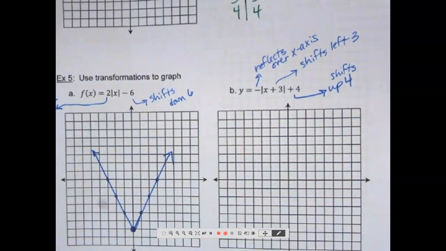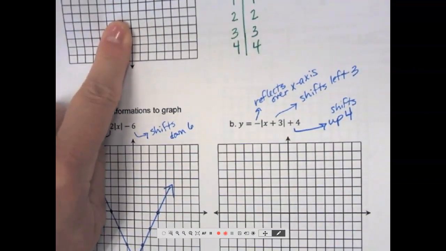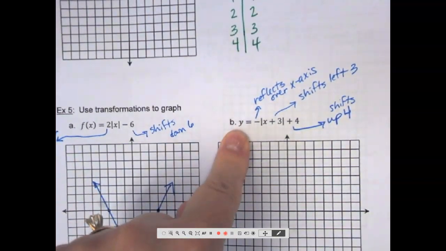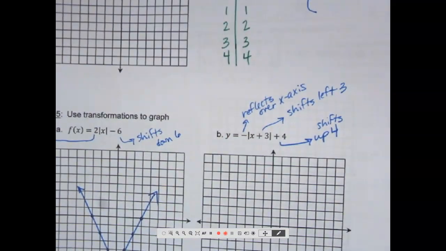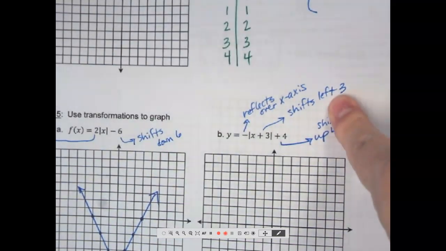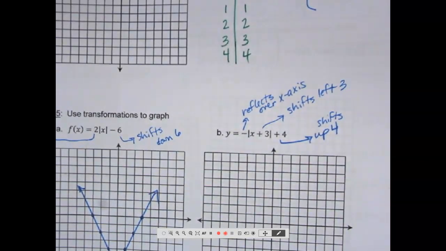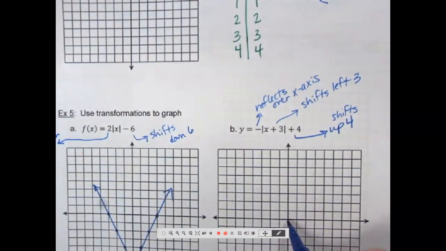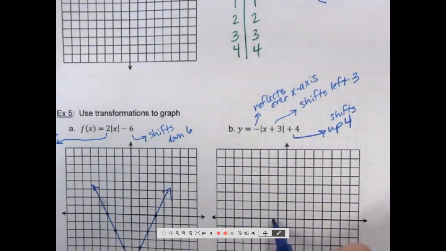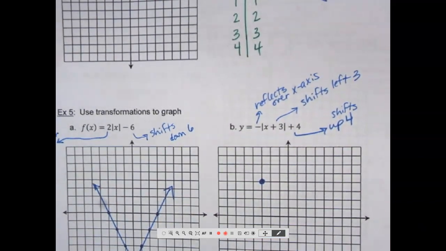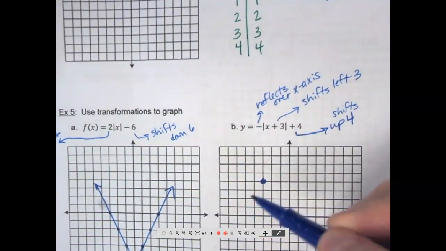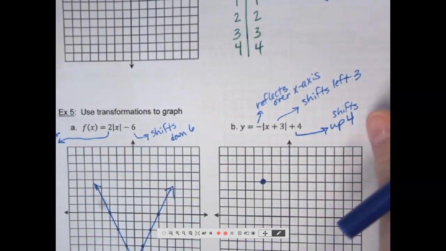Okay, so we take our V. We're going to flip it upside down. So it's not a V, it's like an A. We're going to go left 3 and up 4. Where is the point of my V? -3, +4. Okay, so we're taking that V that was at the origin, and I'm moving it left 3 and up 4. There's the point. And I'm not going upward. I'm going to go down because of that reflection.